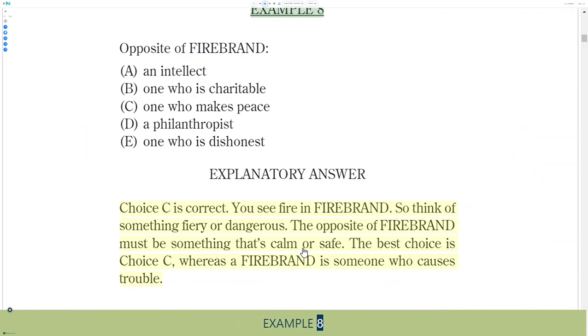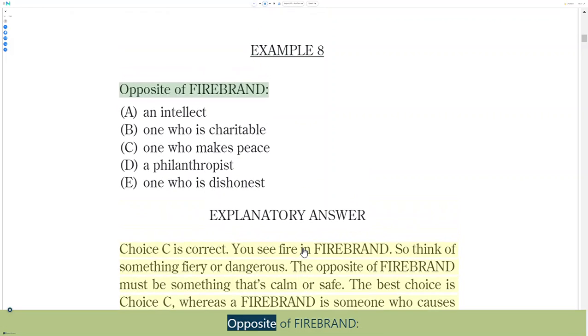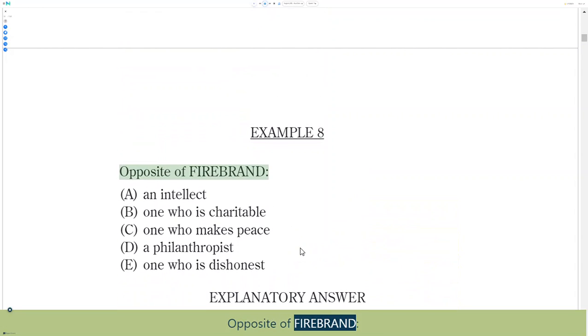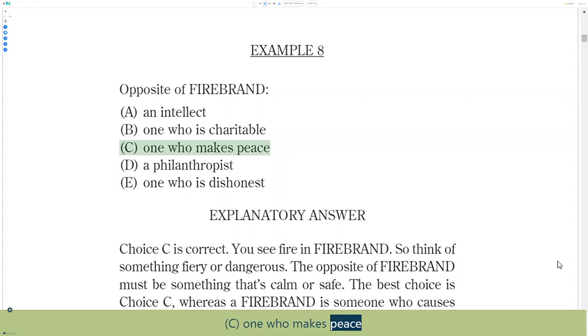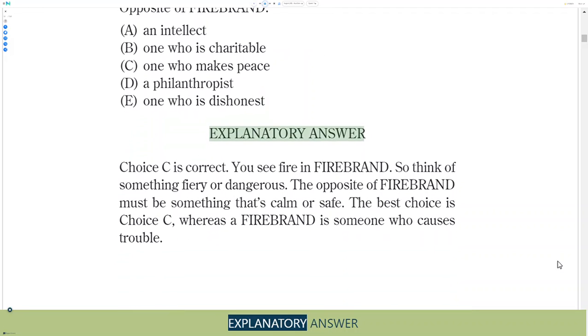Example 8. Opposite of firebrand. A. An intellect. B. One who is charitable. C. One who makes peace. D. A philanthropist. E. One who is dishonest. Explanatory answer.